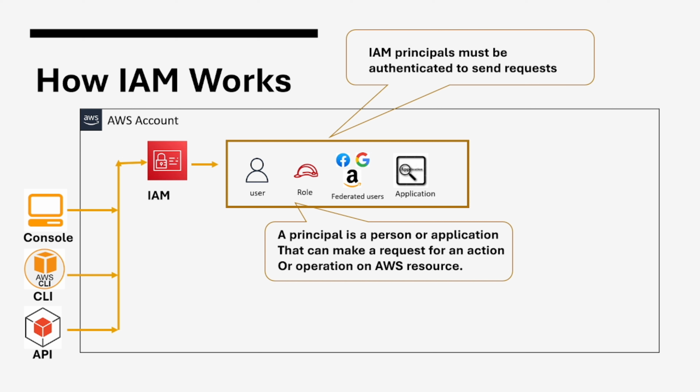So principals can be of four types: a physical user, which can be an employee of your company; a role, which is assumed by a service; and federated users. You must have encountered it, sign in with Google, sign in with Facebook, where your credentials are taken from those federated identity providers. And it can be an application. You can program an application, and when you run that application, it makes requests to use AWS services.